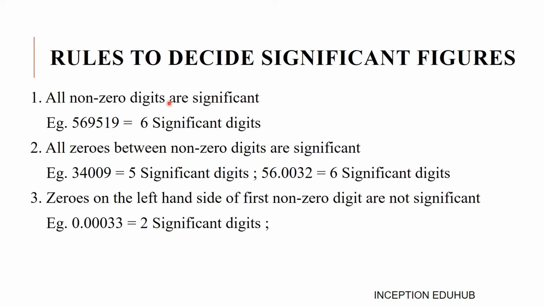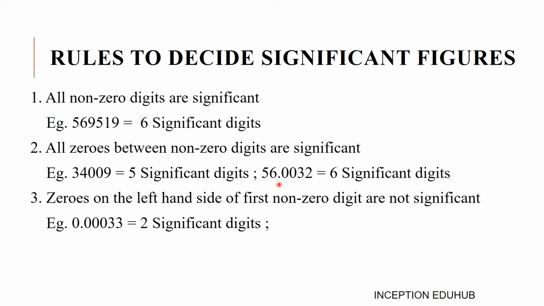For example, in this number 569519, all the numbers are non-zero and it is a 6-digit number. So all the numbers are going to be significant, and this number will be said to have 6 significant digits. I hope this is clear for now. So we proceed with the other rules. All the zeros between non-zero digits are significant. Again, for example, 34009. Here the zeros are falling in between two non-zero numbers, so these zeros are going to be significant, and this number in a nutshell will have five significant digits.